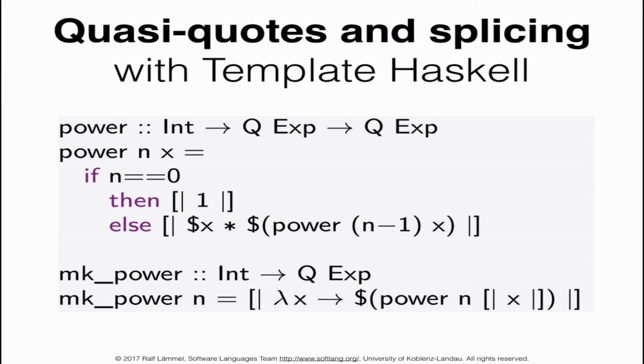This is how we would write it in Template Haskell. So rather than taking two ints and returning an int, it now takes the int for the n, and it takes another argument and returns essentially code. Okay, this is how we see it returns code. And then here we use splicing to generate the code so that we really specialize it for n.